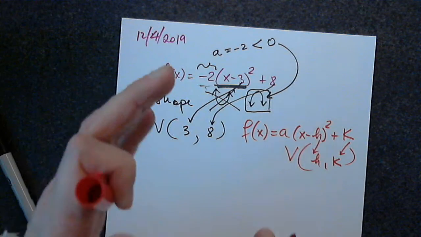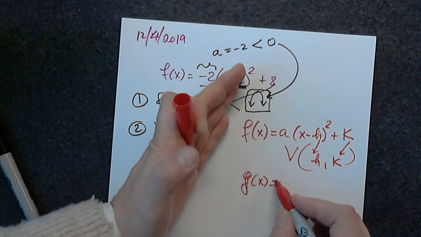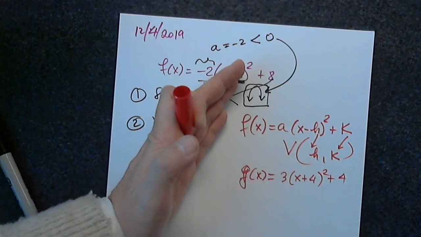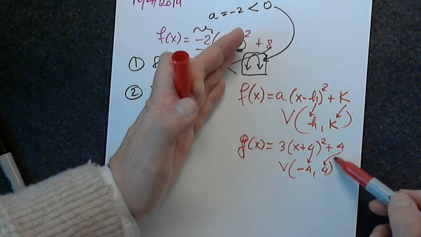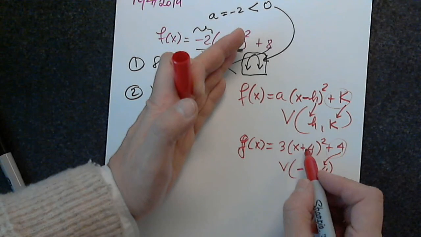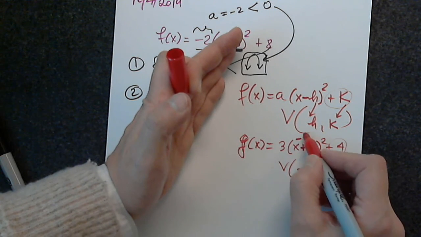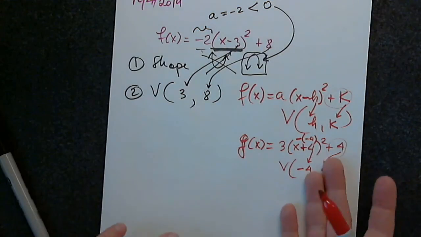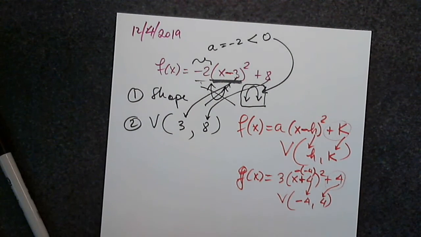Now, I want to show a different example. If we have, for example, let's say function g of x, and we have 3(x + 4)^2 + 4, here the vertex will be (-4, 4). Whatever I have here, it stays. But remember, we have to have a minus, which I don't have here; it's positive. So you have to imagine the negative in parentheses, -4. In this case, since we do have the minus, then it's (3, 8). No calculations are required.